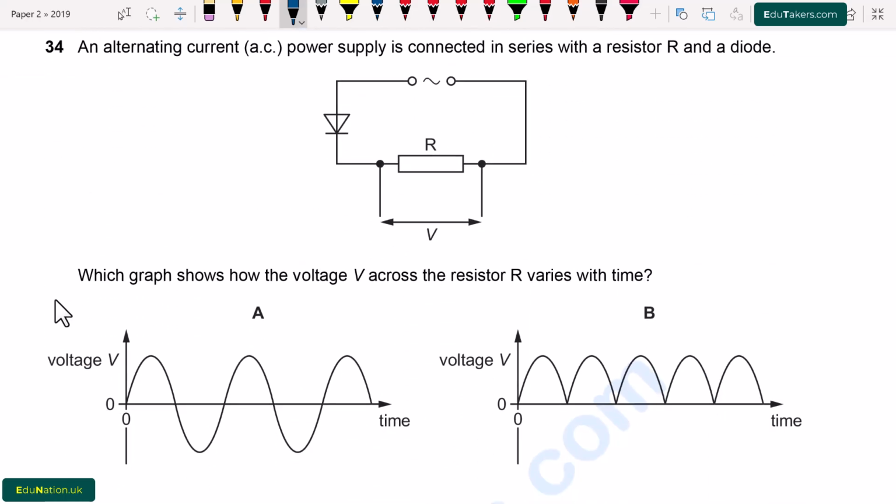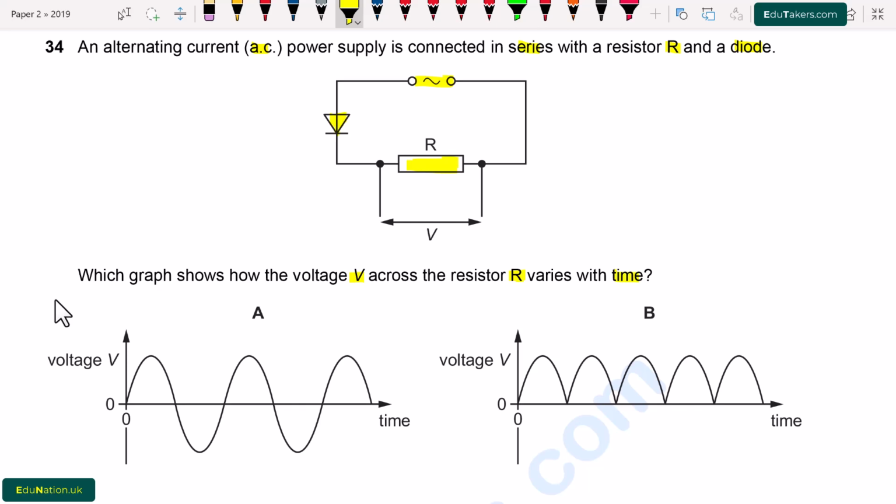Question number 34. An alternating current AC power supply is connected in series with the resistor R and a diode. Which graph shows how the voltage V across the resistor R varies with the time? First of all, we can see here there is a diode and also the power supply. The resistor is connected here and the potential difference across the resistor is V. We have to show how the voltage across the resistor varies with the time.